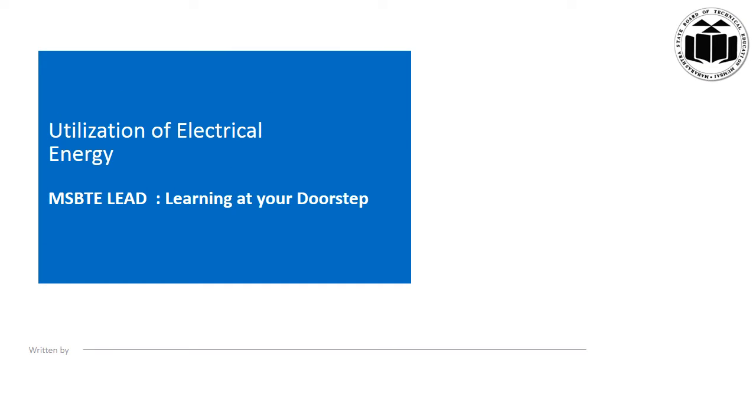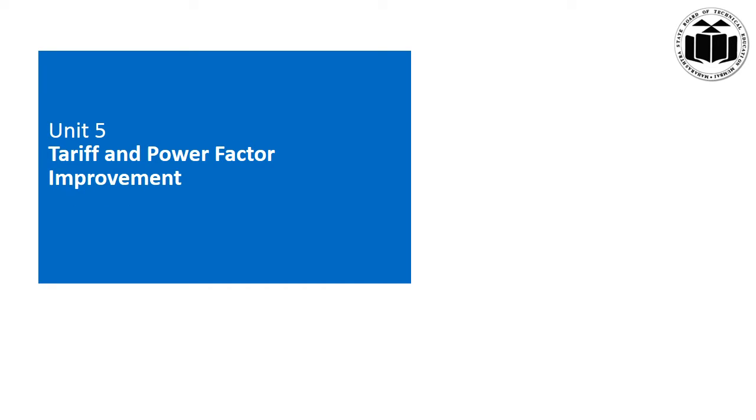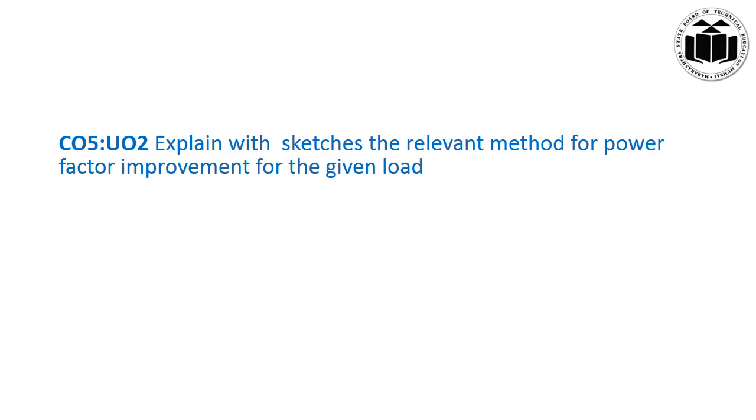Name of course is Utilization of Electrical Energy. Unit is Tariff and Power Factor Improvement. Unit outcome is explain with sketches the relevant method for power factor improvement for the given load.